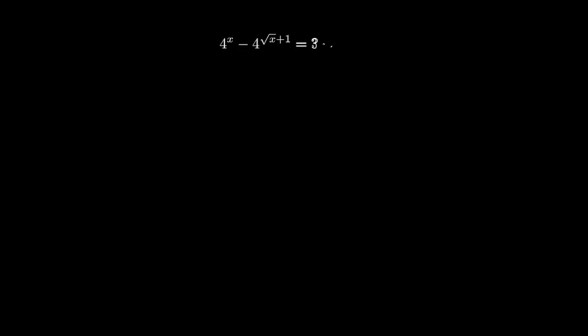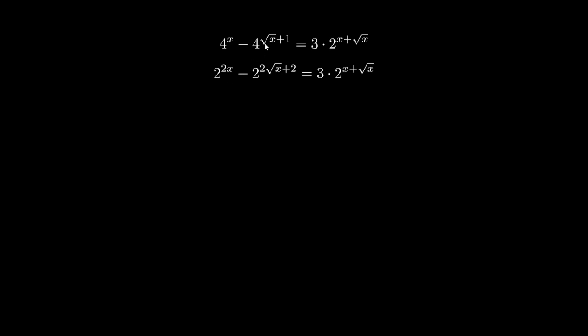In this video, we want to solve this equation, 4 to the x minus 4 to the square root of x plus 1 equals 3 times 2 raised to the x plus square root of x. First thing we're going to do is rewrite 4 as 2 squared. So 4 to the x is 2 squared to the x power, which is 2 to the 2x.